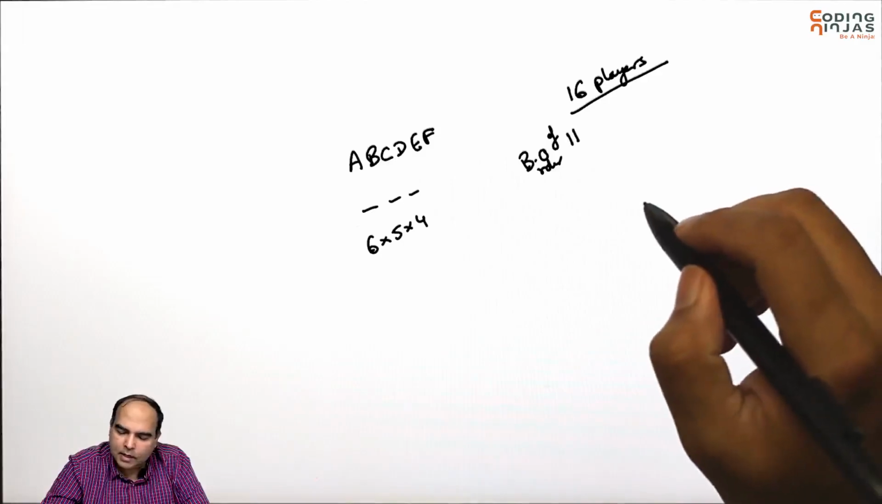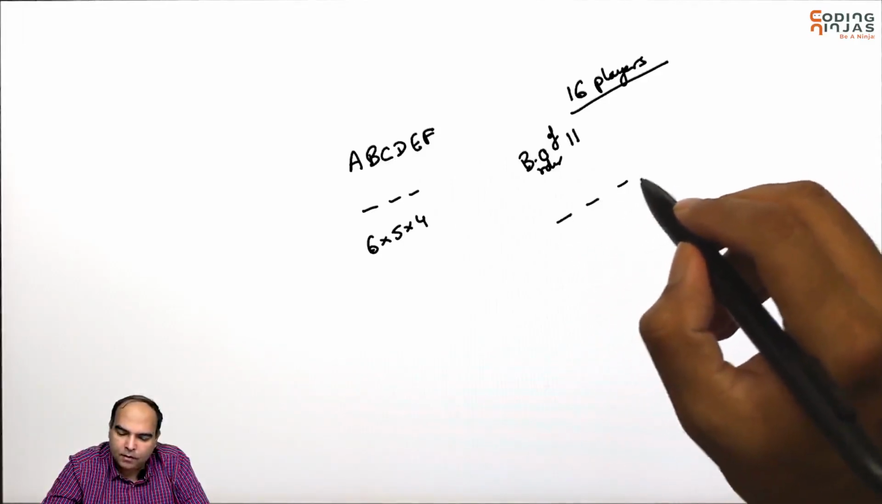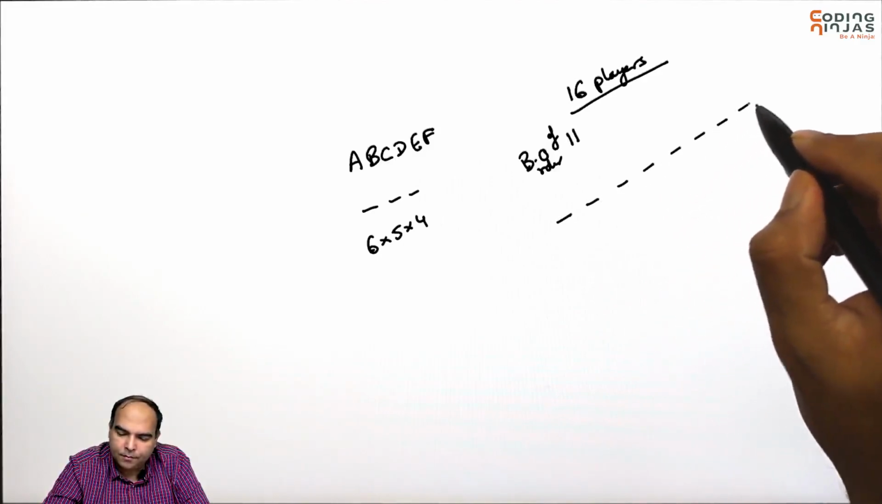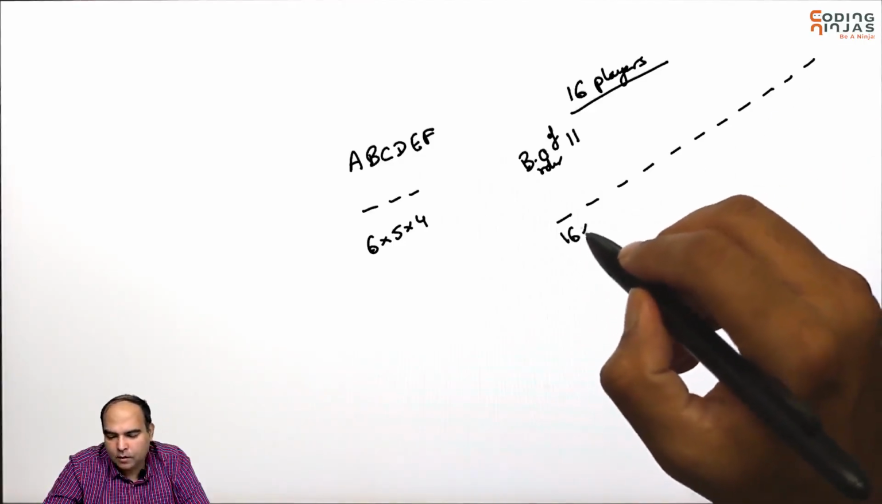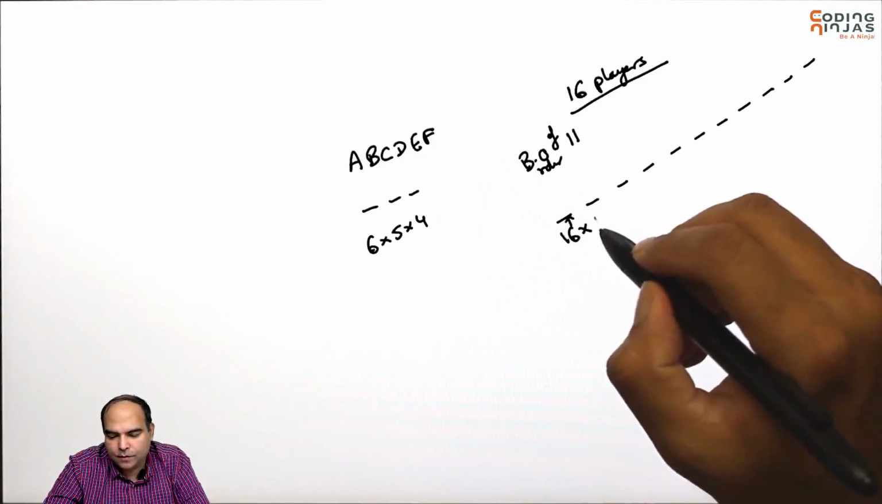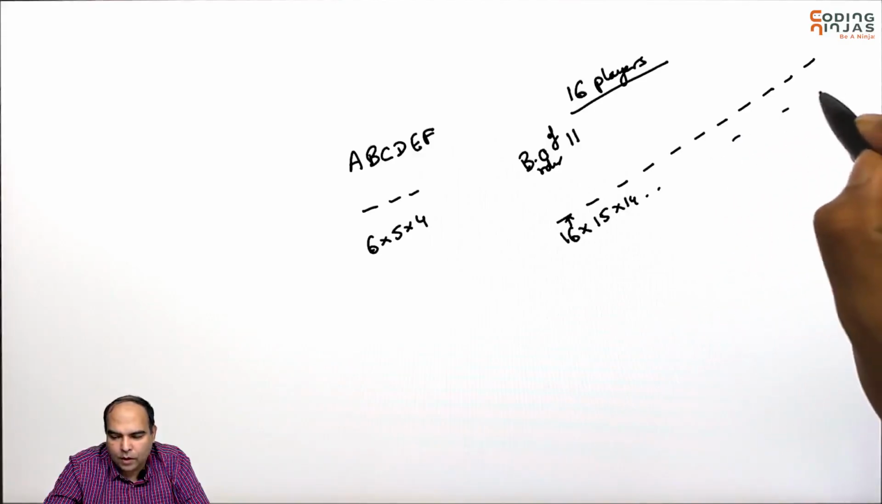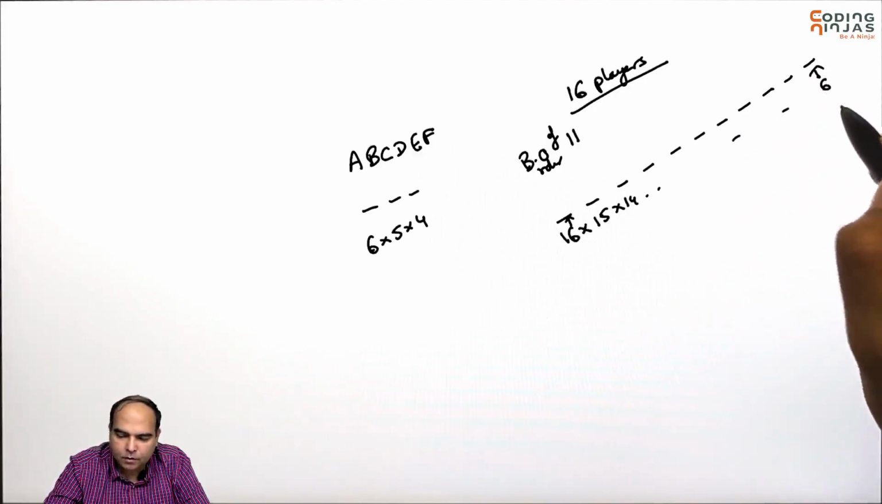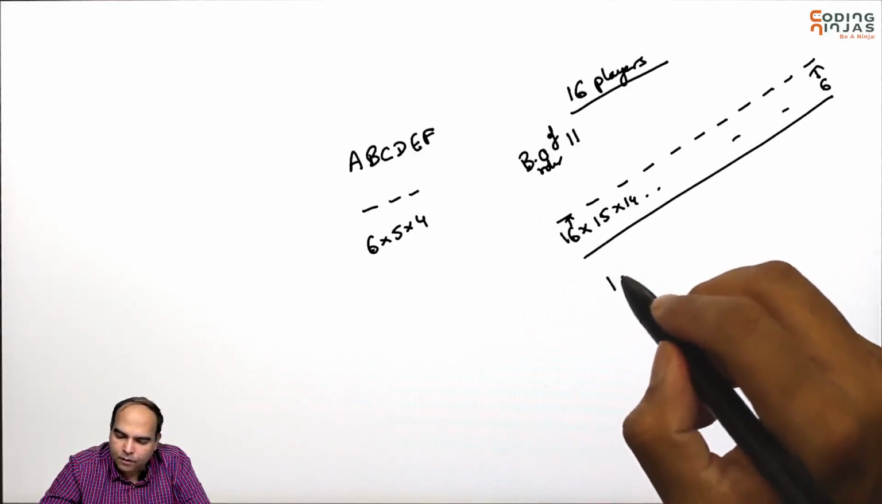So in this scenario, since you're making a batting order of 11, there are two ways to do it. In fact, three ways to do it. First place can be filled in 16 ways, the second in 15 ways, the third in 14 ways, all the way to the last in 6 ways. One way to do it might seem cumbersome, so you have an alternative.